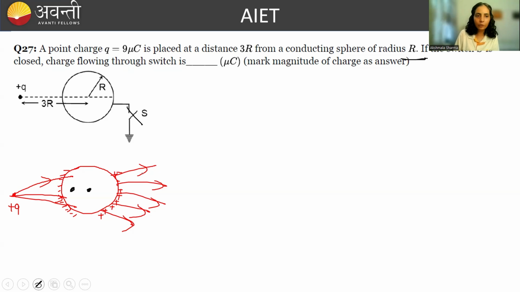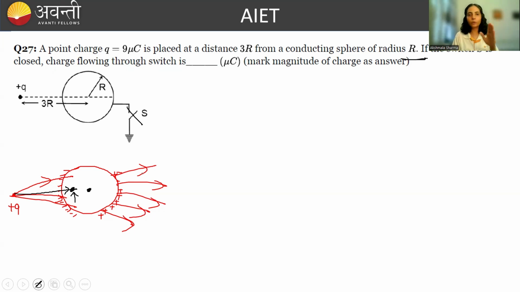So at this point, because of plus Q, there will be a certain potential. Because of induced charge, there will be no potential because net induced charge is 0. On one surface negative, on another surface positive, such that total induced charge is 0. So at any inside point, potential is because of plus Q charge, not because of induced charge. Done. The moment we close the switch, what will happen?